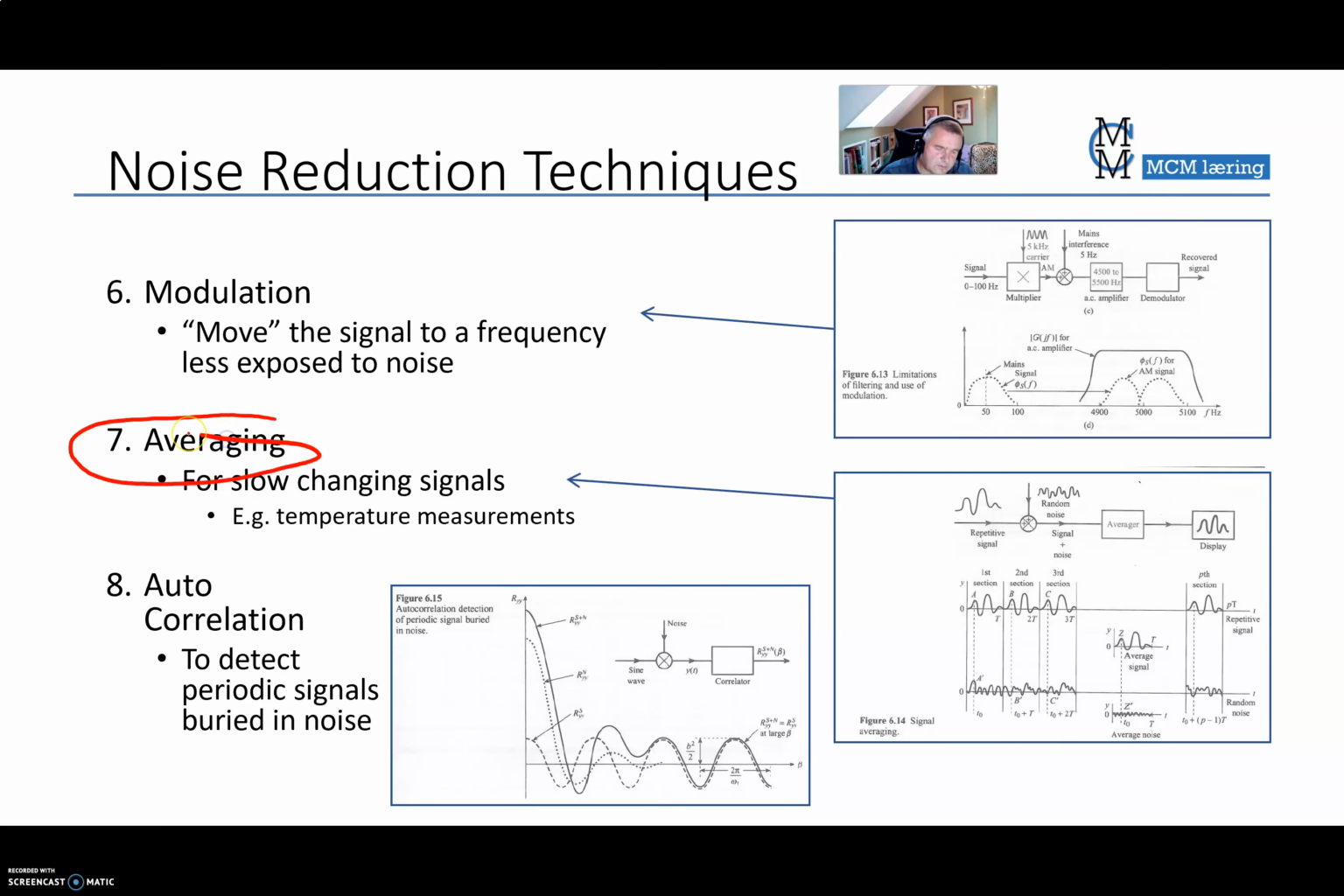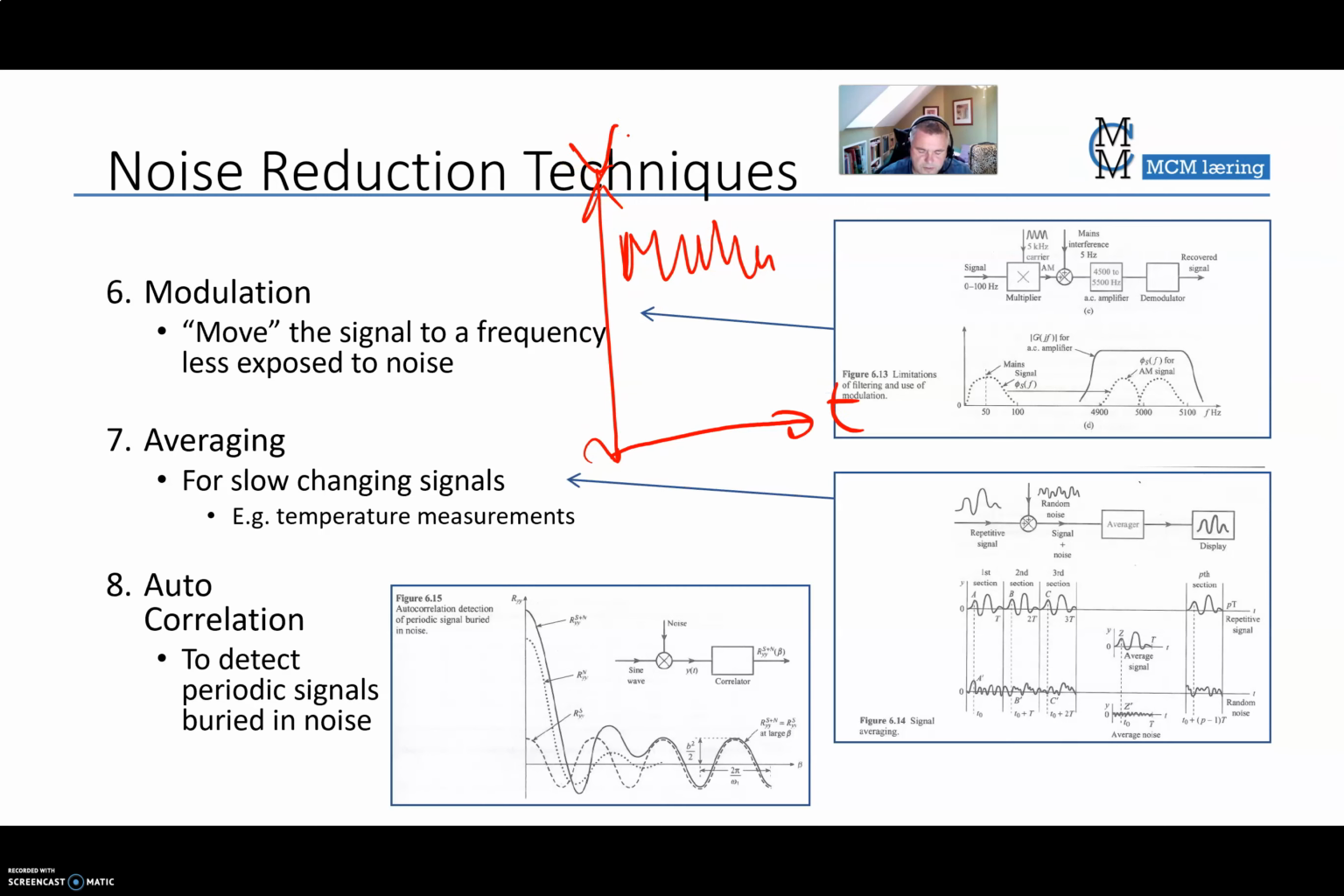Averaging, quite common and quite easy to use actually. This is where, if you have a bit of noise here, a noisy signal, and then you just do the average. If you have a noisy signal like this, for example, time and voltage, you know that the average is here.